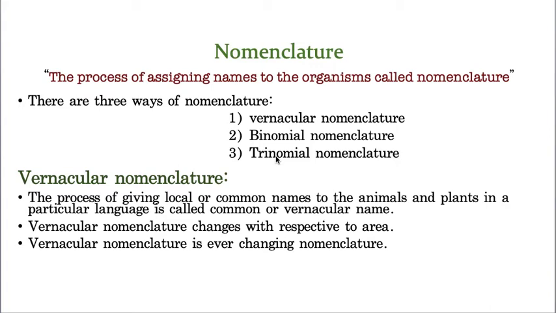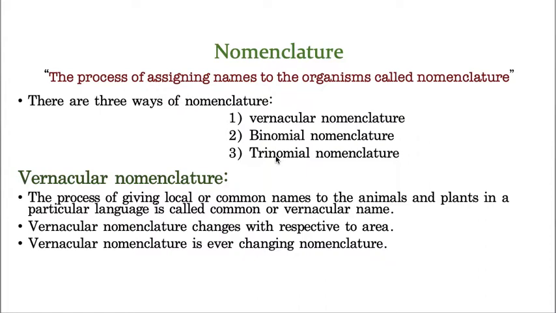Hello students. In the last class I explained what is taxonomy, what is systematics and what are the types of systematics. And now in this class I am going to explain the procedure of taxonomy. Taxonomy actually includes three steps. The first one is identification, the second one is nomenclature, and the third one is classification.